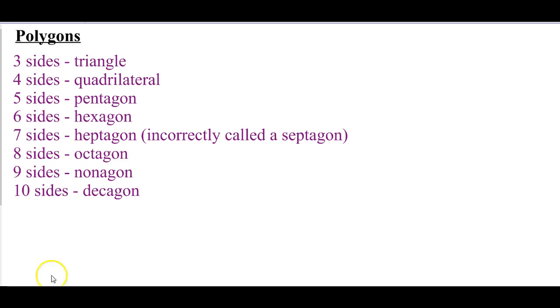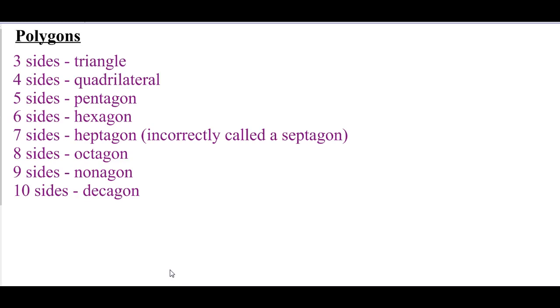So if the figure is made up of straight line segments, but it's not closed, that's not a polygon. If it's a closed figure, but all the parts are not a straight line segment, or a line segment technically, then it's not a polygon. So that's why circles are not polygons. Closed figure, but not made up of line segments.